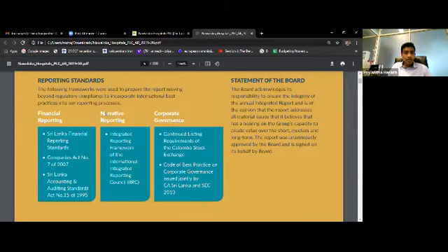So here what they use is the integrated reporting framework of the International Integrated Reporting Council, IIRC, right? So they also have the reporting framework, IIRC, and the company follows this IIRC framework in disclosing non-financial information, right?